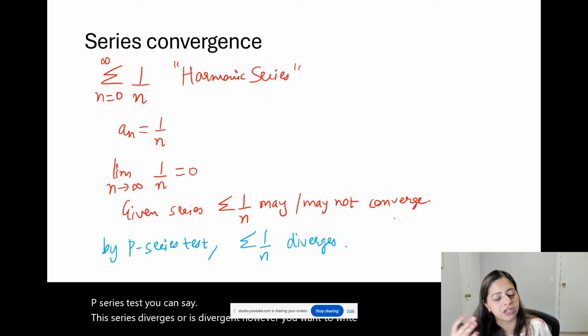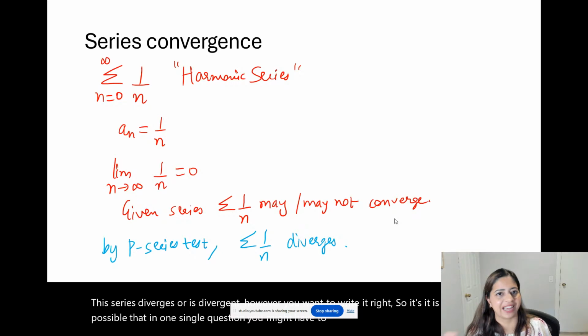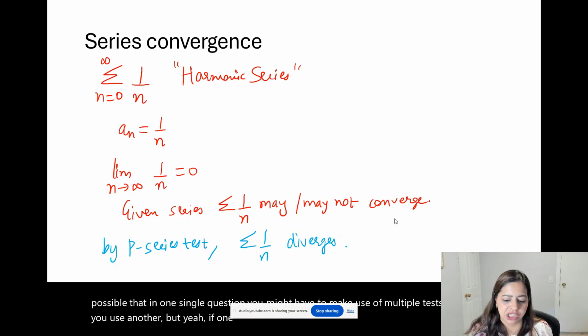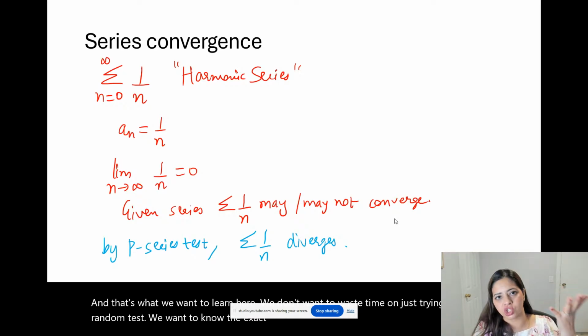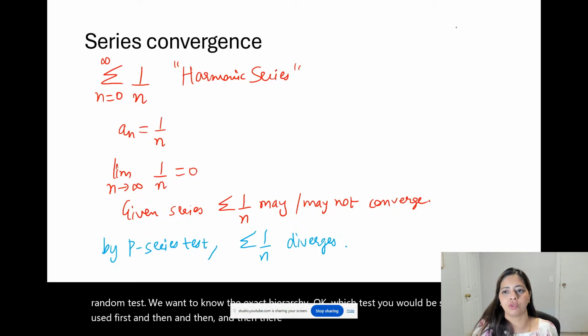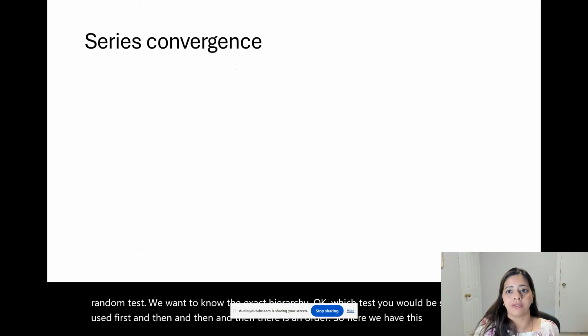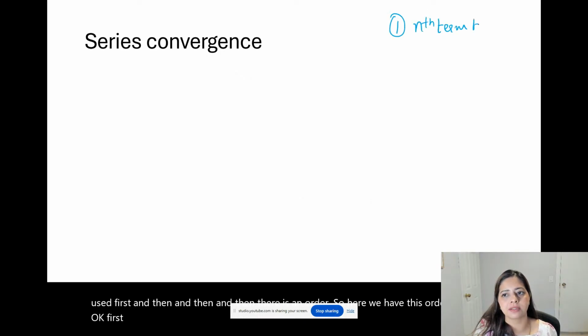So it is quite possible that in one single question, you might have to make use of multiple tests. If one fails, you use another. But if one gives you the answer, then there's no point in using multiple tests. And that's what we want to learn here. We don't want to waste time on just trying random tests. We want to know the exact hierarchy: which test should be used first, and then there is an order. So here we have this order so far, that first use the nth term test.